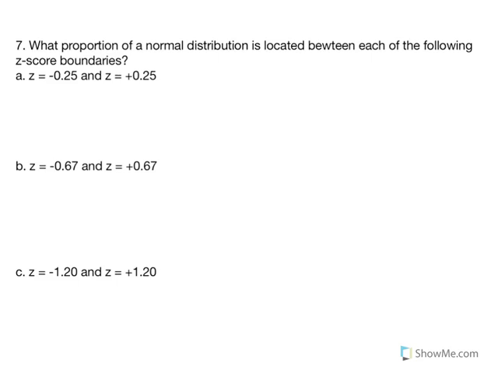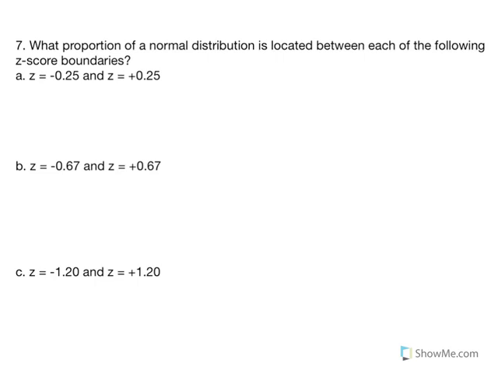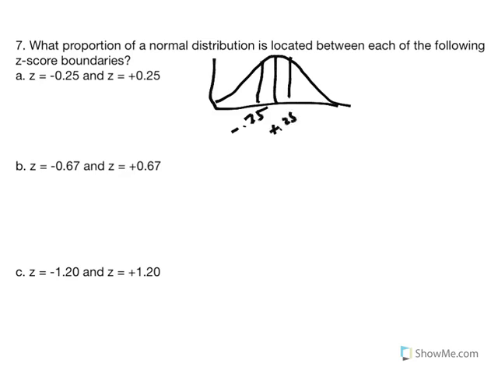Number 7, what proportion of a normal distribution is located between each of the following z-score boundaries? So we're going to draw this out again. It's essential that you draw your distributions in this chapter and from this point forward, so you get a sense of what you are looking for and you don't make careless mistakes of reporting the incorrect proportion. So again, we're talking about the area between a z-score of negative 0.25 and positive 0.25. Again, it's the entirety of this proportion of the normal distribution.